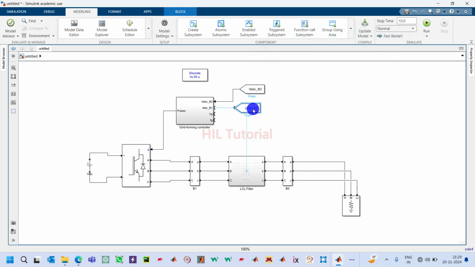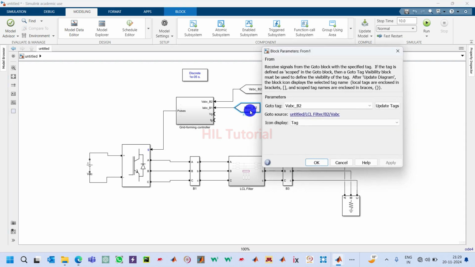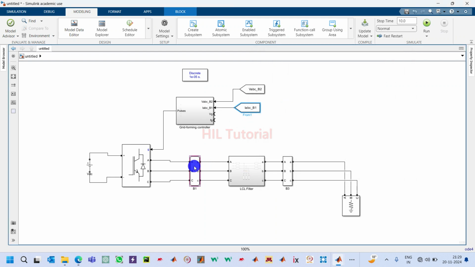Similarly we will require one more From block. So here we will bring current ABC from B1. So the output current of this inverter will be sensed and it will be given to the controller.